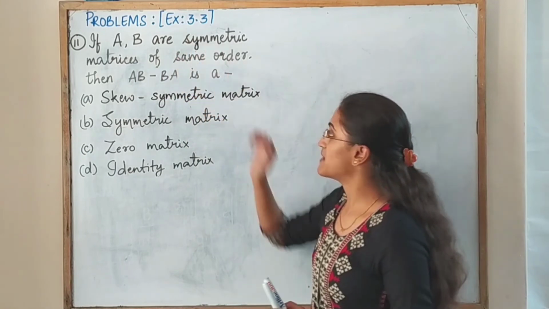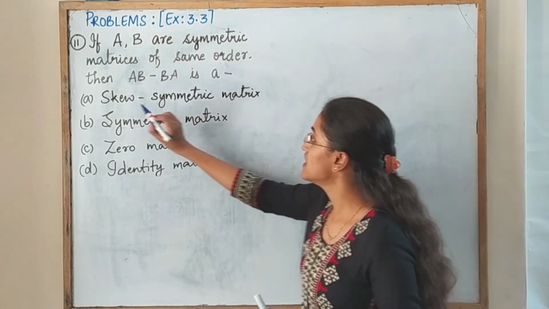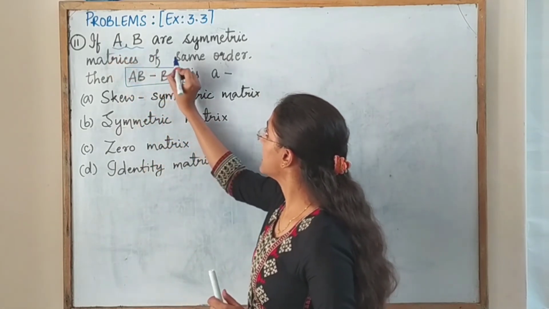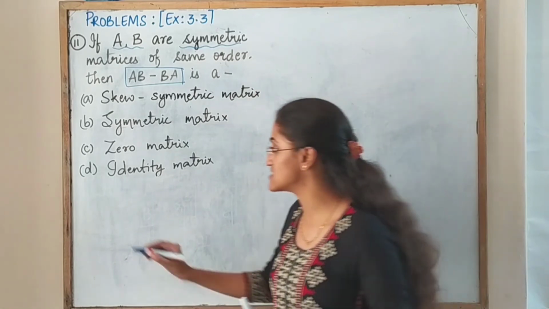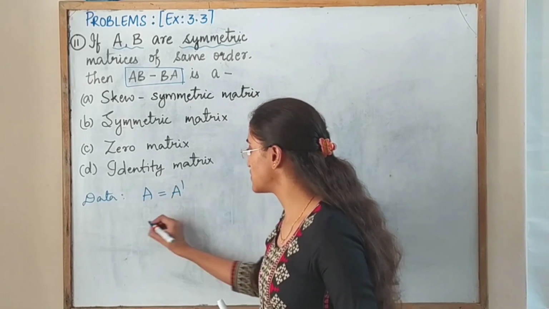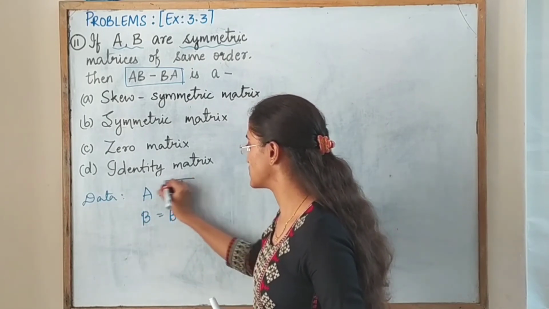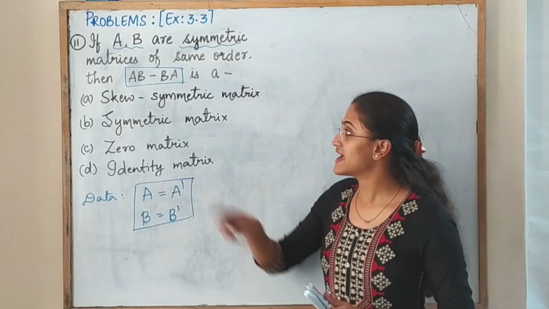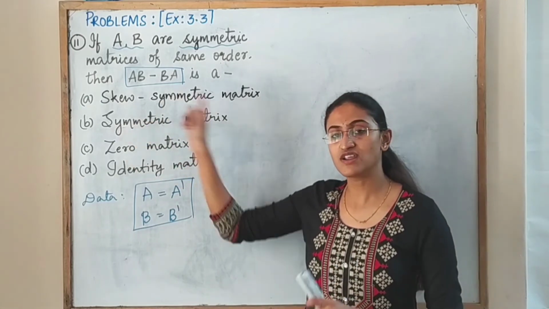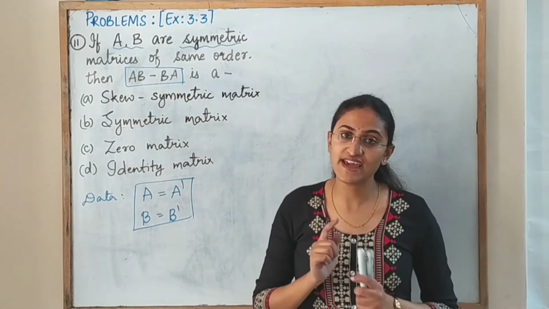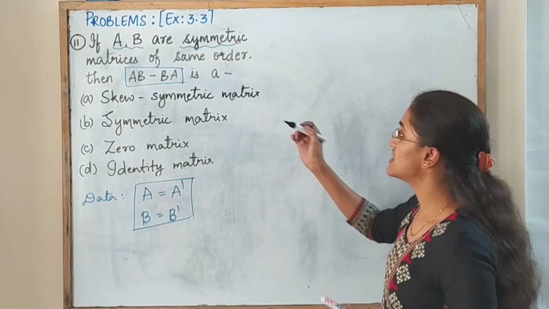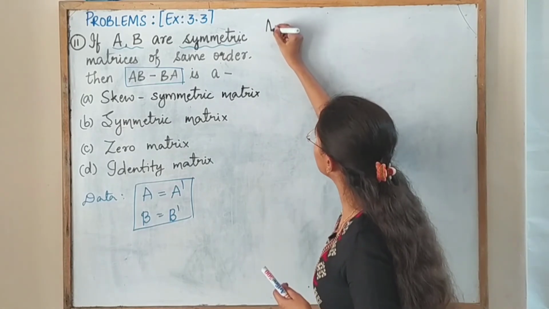If A, B are symmetric matrices of same order, then AB minus BA is. Now, according to the data, they have given us A, B are symmetric matrices, and therefore we can write A will be equal to its transpose and B will be equal to its transpose. Starting with the expression that they have given, that is AB minus BA, to check whether it is a symmetric or a skew symmetric matrix, we have only one condition that we can do, that is to take transpose. Now, we shall take the transpose of AB minus BA and check.